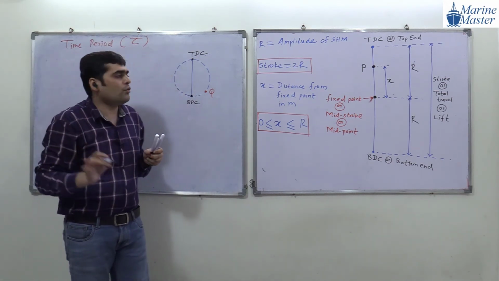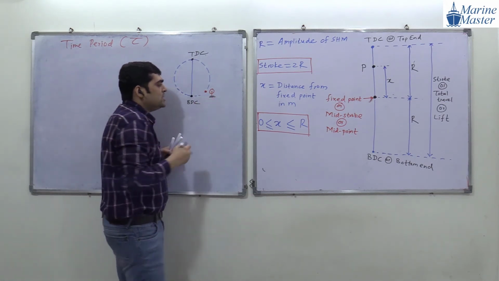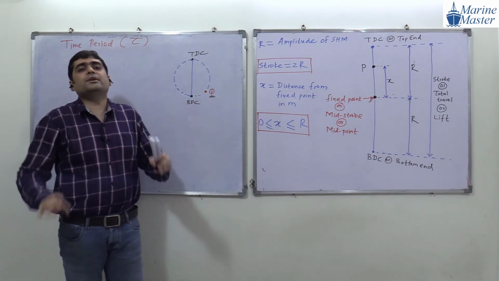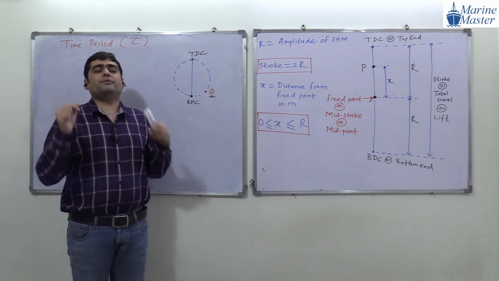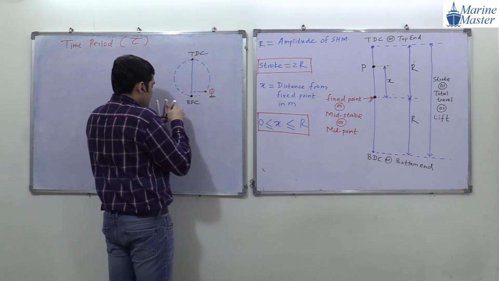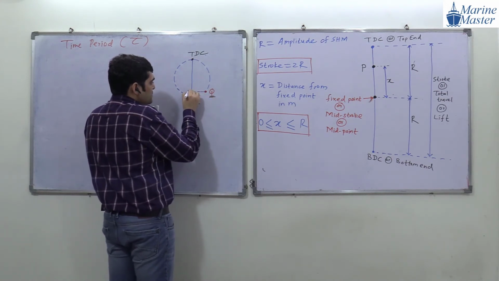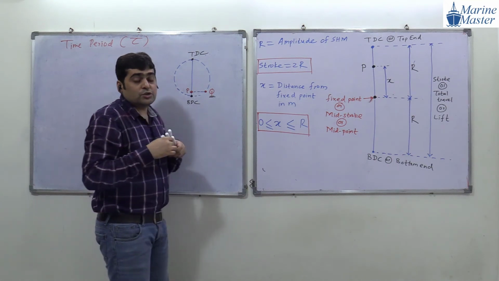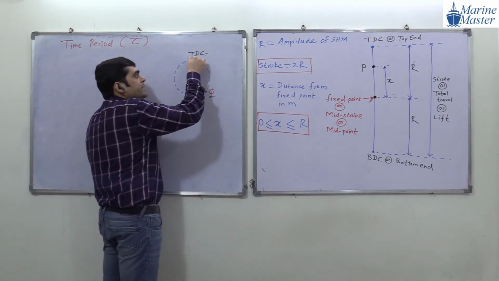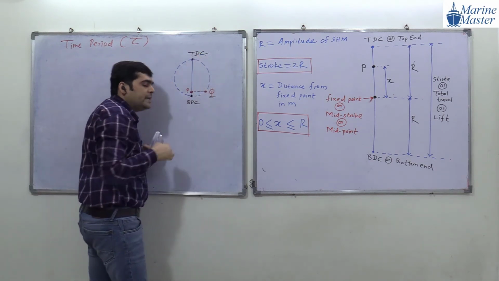Suppose point Q makes one circle. What happened with point P? What is the meaning of point P, everyone? Point P means the projection, and here, what happened with point P? Point P goes from BDC to TDC and again comes back to BDC.